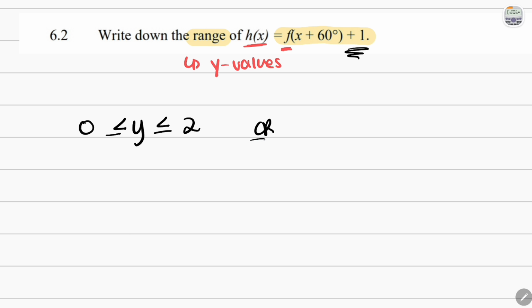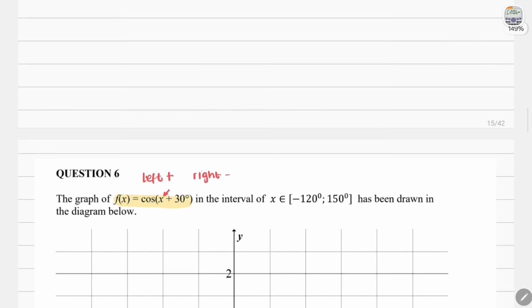You can also write it as y is an element of, going from 0 to 2, but because 0 and 2 are included y values, okay, y is actually equal to 0 and equal to 2, you would use square brackets for this. And those would be our answers.